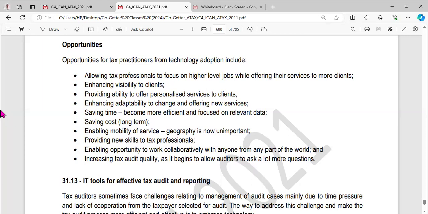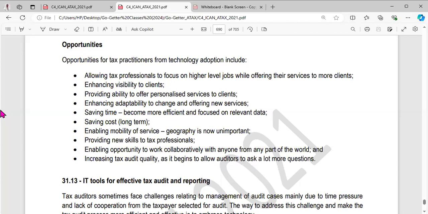Time saving is there and you become more efficient. Cost savings is also there. Mobility of service, because geography is not important anymore. Then it provides new skills to tax practitioners. So some tax practitioners will now want to learn data analytics so that they can better serve their customers. They will now learn financial modeling and other related courses or skills that will help them to serve their customers.